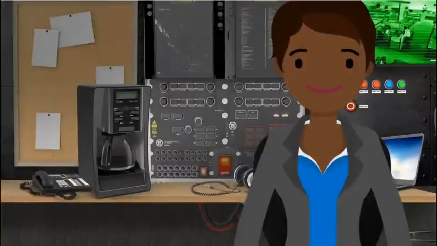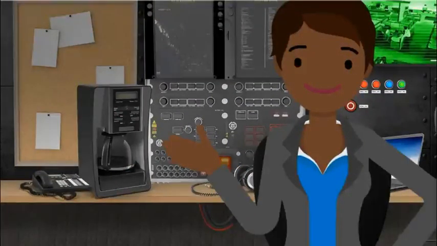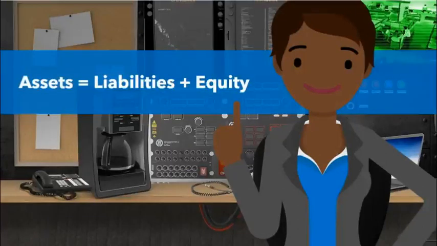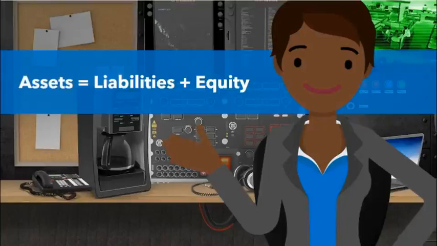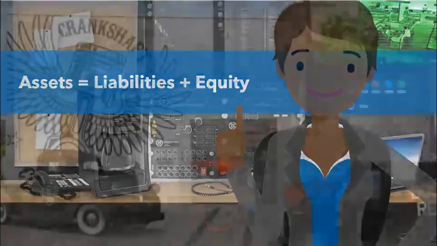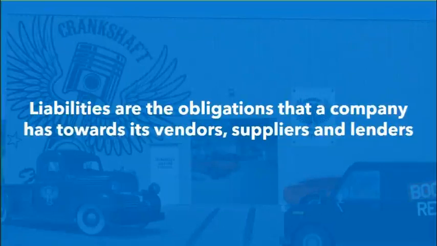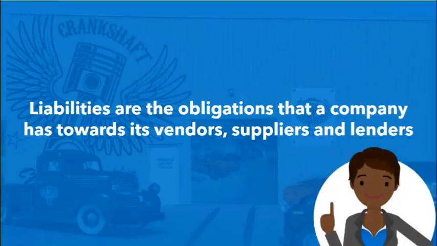Xavier will need to share a balance sheet with the bank. Remember, a balance sheet is a snapshot of the financial health of the business at a given time. You remember this, don't you? Yep, that's right. It's the accounting equation. The balance sheet is essentially a reflection of the accounting equation, showing what a company owns versus what it owes. As you can see, liabilities are a large part of that equation. Liabilities outline what the company owes and represent the obligations that the company has to its vendors, suppliers, and lenders. Put another way, liabilities represent the claims against a company's assets.